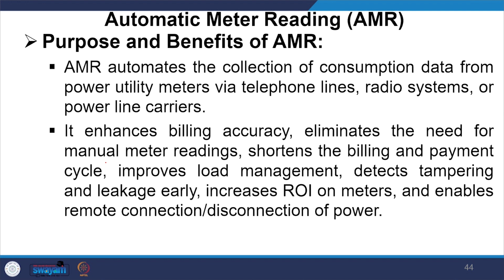The major benefit of AMR is to automate the collection of consumption data from power utility meters via telephone lines, radio systems, or power line carriers. It enhances billing accuracy, eliminates the need for manual meter reading, shortens the billing and payment cycles, improves load management, detects tampering and leakage early, increases ROI on meters, and enables remote connection and disconnection of power.